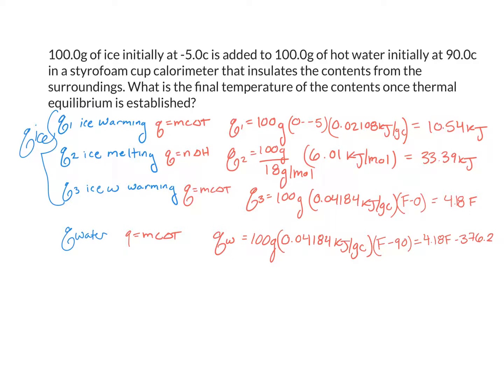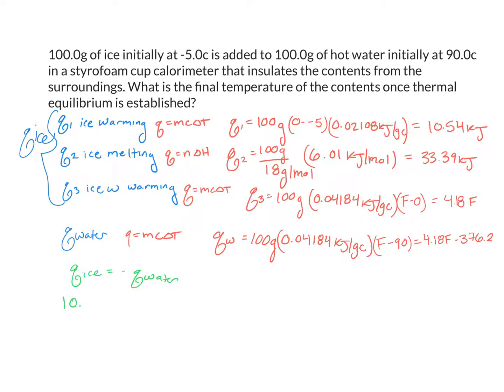So we also know that Q ice is going to be equal to negative Q of the water. Why is Q water negative? Well, the water system is losing heat. So anytime a system loses heat, we put a negative sign because the system is losing that energy. Now we can add all these parts together. The sum of the Q for the ice system is equal to the negative sum of Q for the water system.